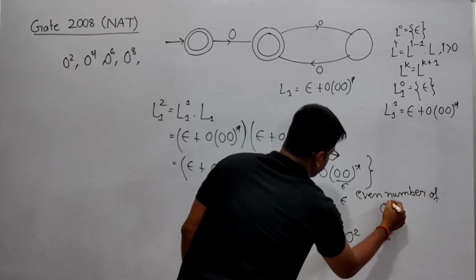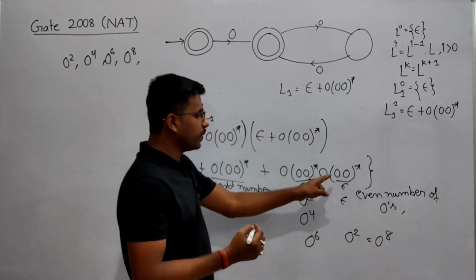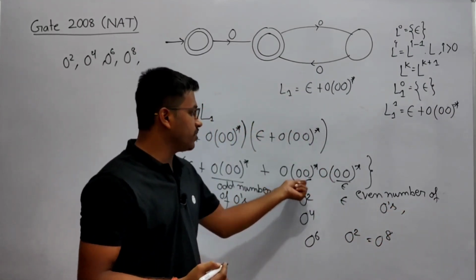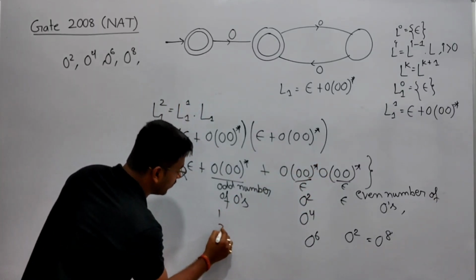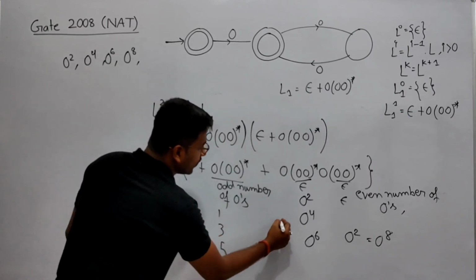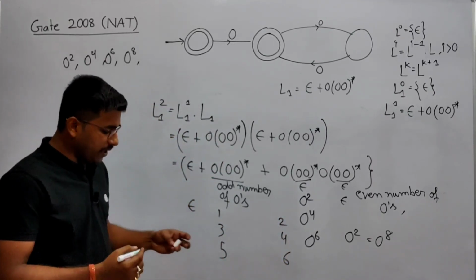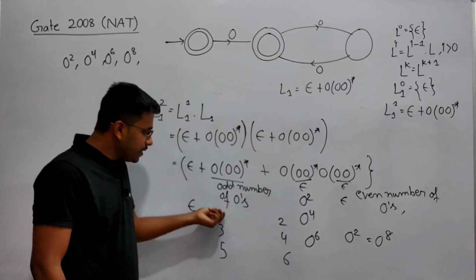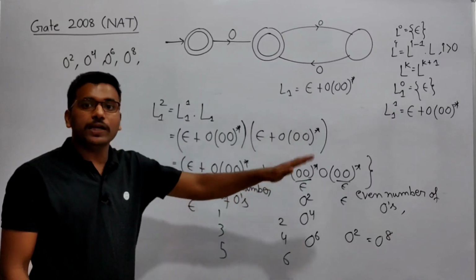So if you see here, it is generating an even number of zeros, but not including epsilon, because the smallest string you will get is 0 0. So it is generating odd numbers, 1, 3, 5. It is generating even numbers, 2, 4, 6, and it is containing epsilon. It means epsilon you are able to generate, and 1, 2, 3, 4, 5 zeros. Means it is generating all numbers of zeros.